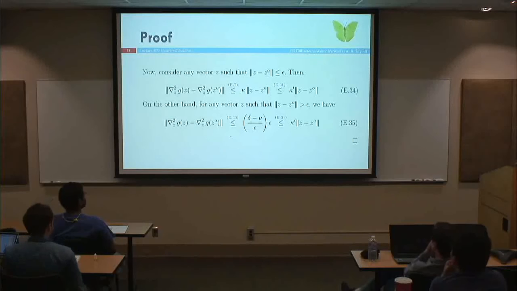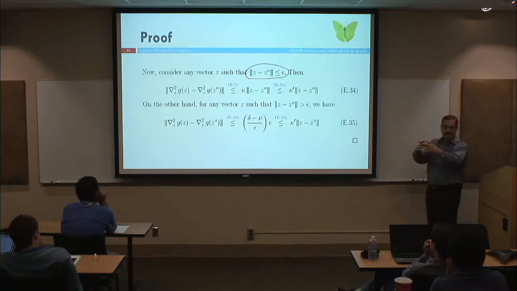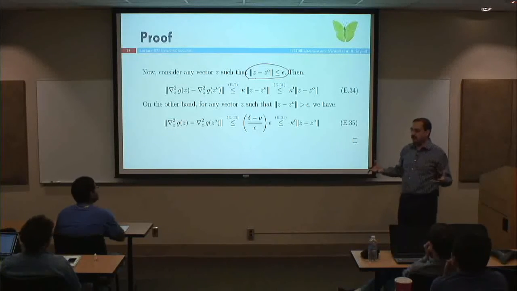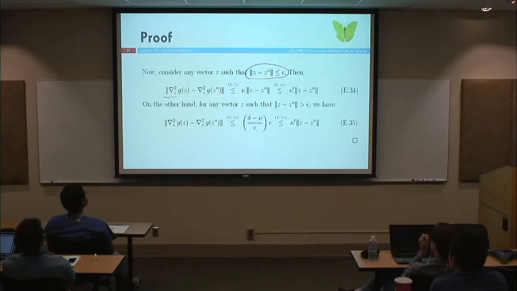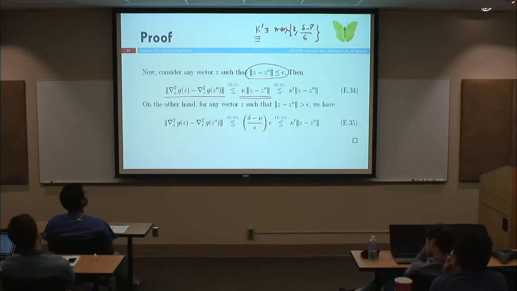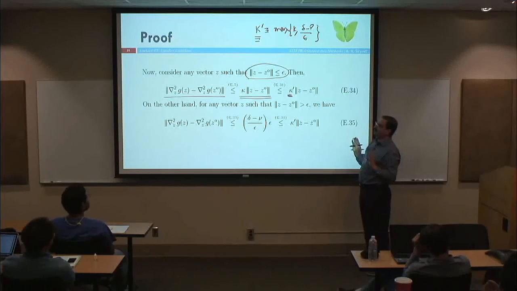Let's do this. Pick any z inside the small region around z0, where the smoothness condition we already know holds by assumption. Then the norm of the difference we already know satisfies that. But what was kappa prime? Kappa prime was the maximum of kappa and (delta minus nu) over epsilon. So kappa prime has to be larger than or equal to kappa, so this is always true. Fine? So if z is inside that region, relation 34 always holds.